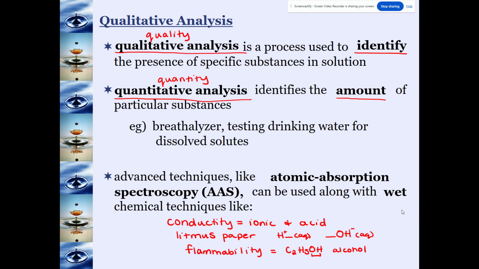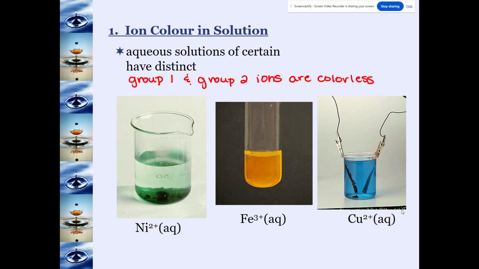Now, other wet techniques that we can use that we'll talk about today are ion colors. Different ions in solution can have colors. Okay? Not all ions in the world have colors, and group 1 and group 2 ions are always colorless, but other ions, some of them are shown on the back of your data booklets. For the students that I have in my class, if you're using the Alberta Chem 30 data booklet, this information is in there as well.